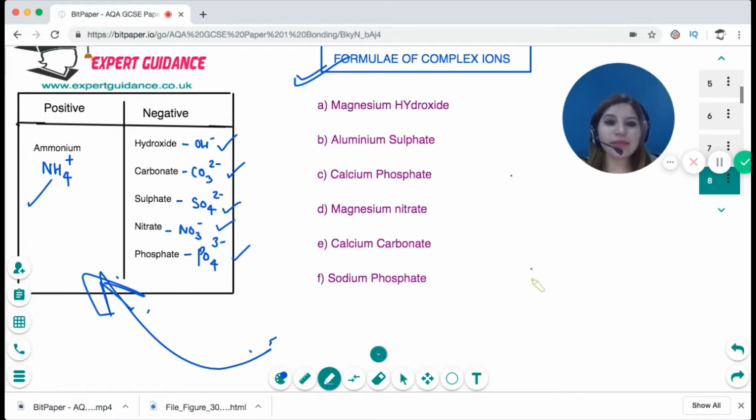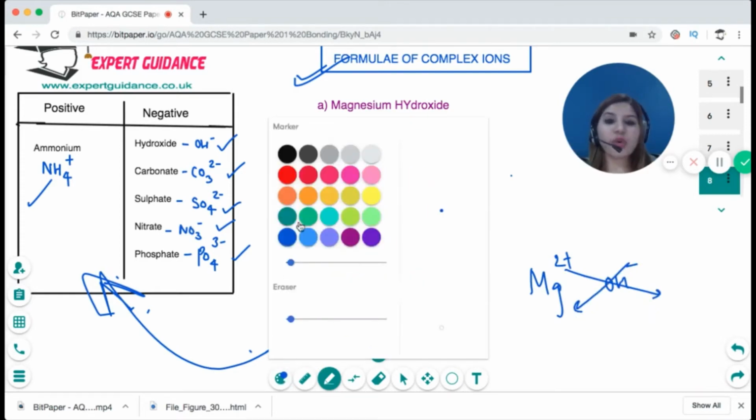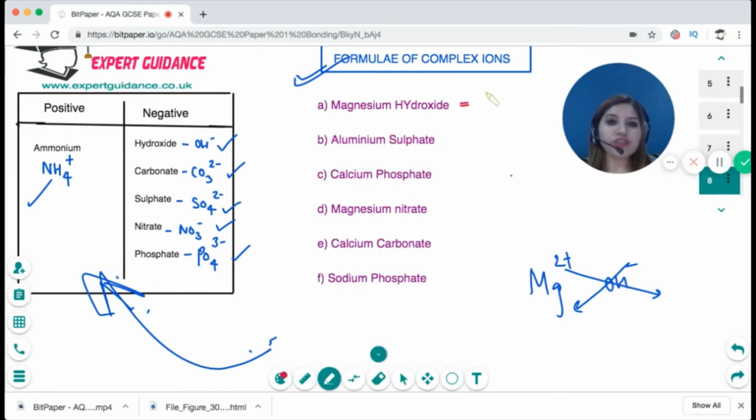Now magnesium hydroxide. You know Mg is group 2, so that is 2 plus. Hydroxide is OH with minus 1, you crisscross. Remember, in the complex ion, you have to draw the bracket because it's the OH that gets 2. So the formula would be Mg(OH)2.